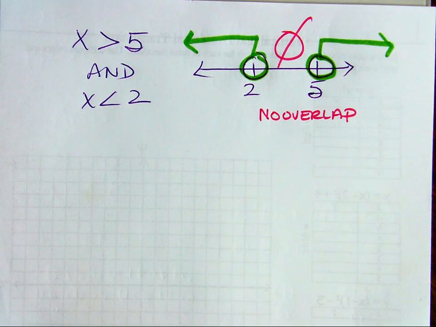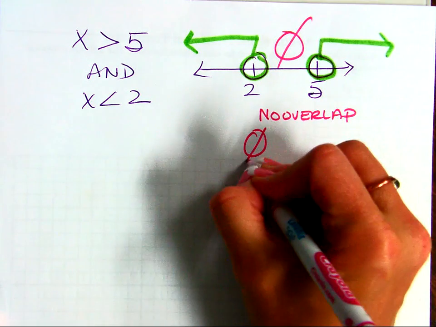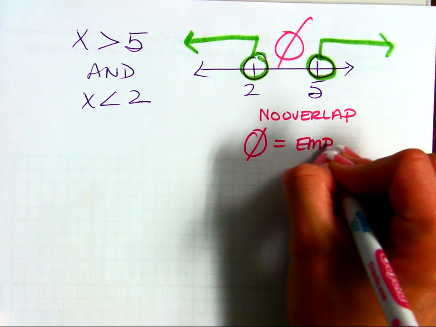means you got a big O, 0 with the line through it. And I want to talk about what that means. That is the symbol for the words empty set. Okay? Empty set does not mean it's undefined. So if your answer is undefined, you can't put that symbol. Okay? So this equals empty set.